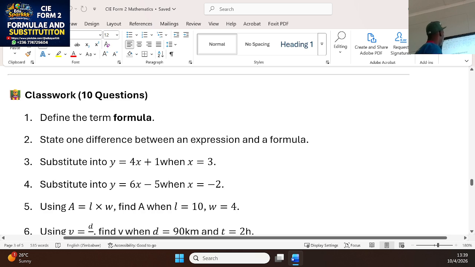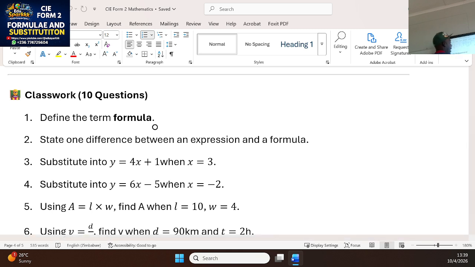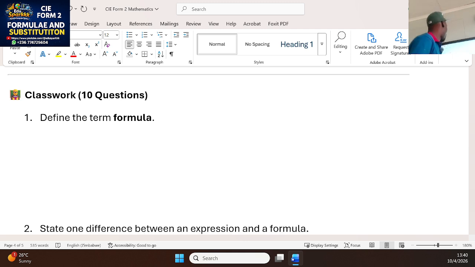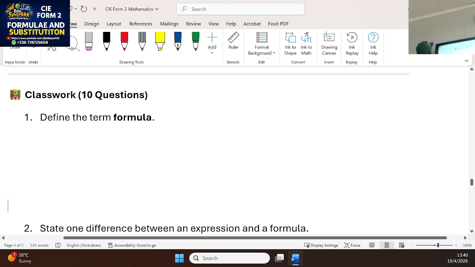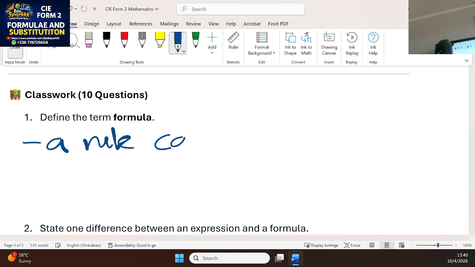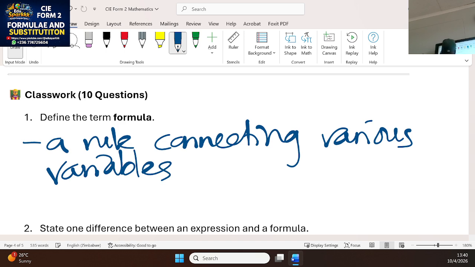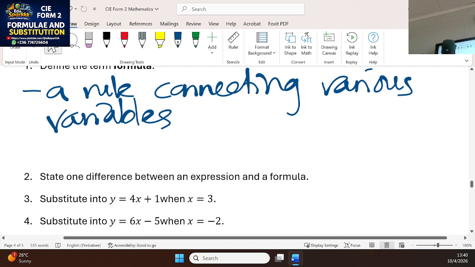Still the same issue. We want to define the term formula. A formula can be defined as a rule connecting two or more variables that is used in many scientific spaces. So this is a rule connecting various variables. That's a formula. We normally use it to perform computations.